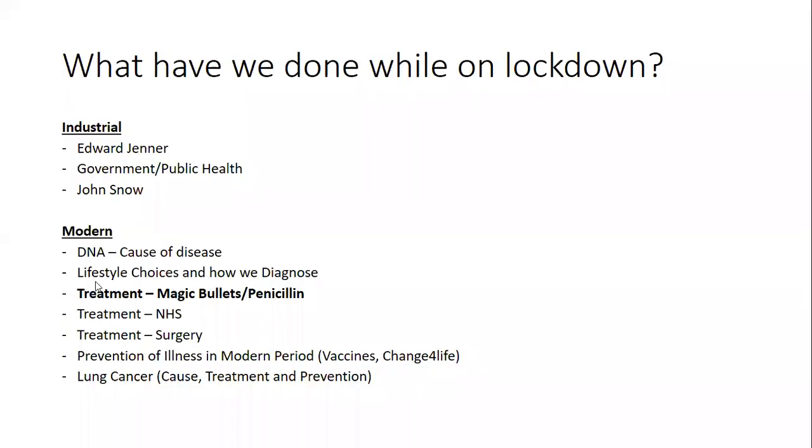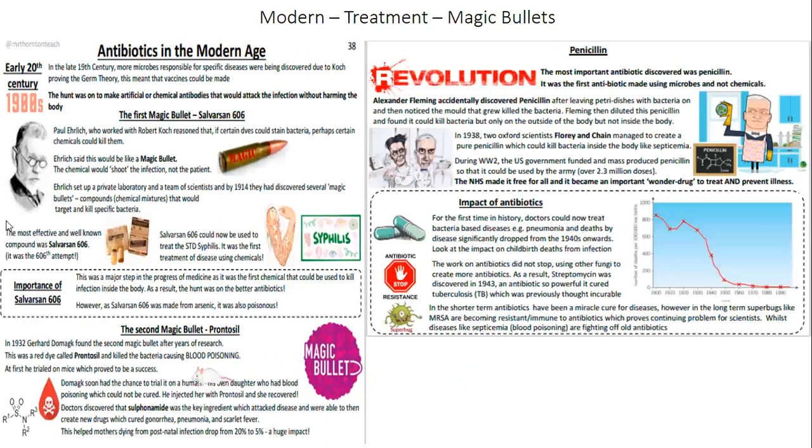Point number 3, we're going to be looking at treatment, magic bullets and penicillin. So this is probably one of the more tricky parts of the course because of understanding the different names and what they did. So antibiotics in the Middle Ages. In the late 19th century, so we're looking at the end of the 1800s, more microbes for specific diseases were being discovered because of Robert Koch proving the germ theory, meaning that vaccines could be made. However, the hunt was on to make artificial or chemical antibodies that would attack the infection.